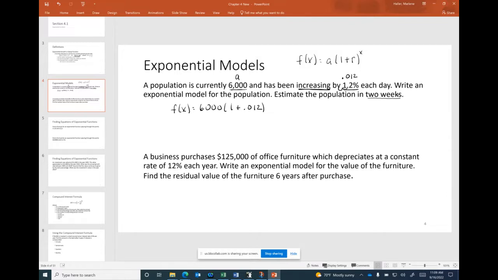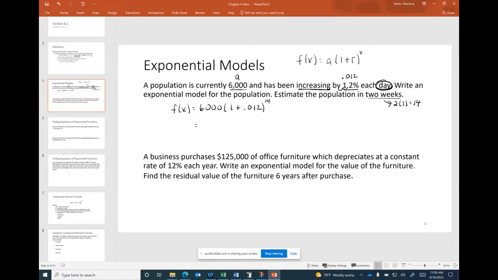But let's see, we want to know what it is in 2 weeks. We don't, however, want that exponent to be 2, do we? No, because look, the growth rate is per day. So instead of 2 here, we want to say 2 weeks. There's 7 days in a week, right? So it's going to be 2 times 7, or 14 days. All right, raised to the 14th power. All right, let's see, what is that value?